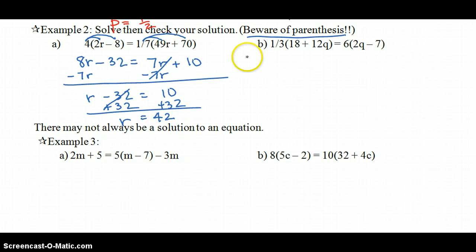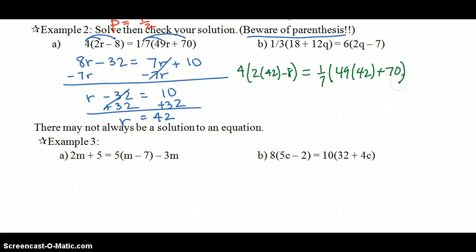Now let's check. 4 times 2 times 42 minus 8. Does that equal 1/7 of 49 times 42 plus 70? And we've not been using our calculators, so that's okay. We'll stretch our brain a little bit. We'll get 84 minus 8, and this is going to be the one that's hardest to do. 49 times 42. Let's go over here and do that math.